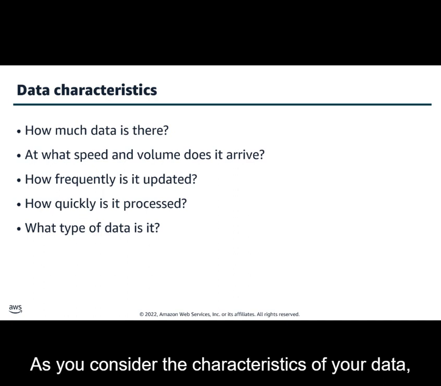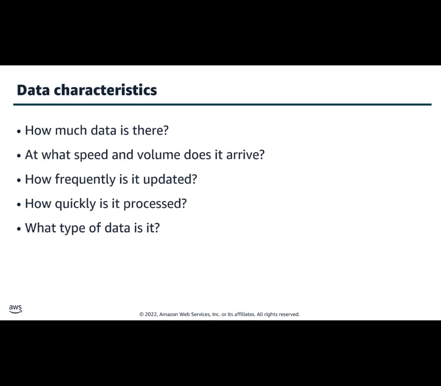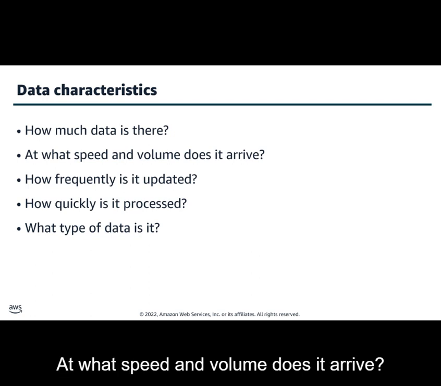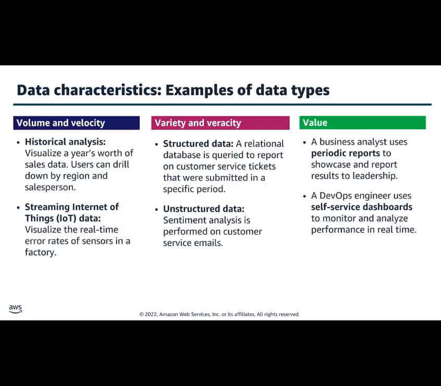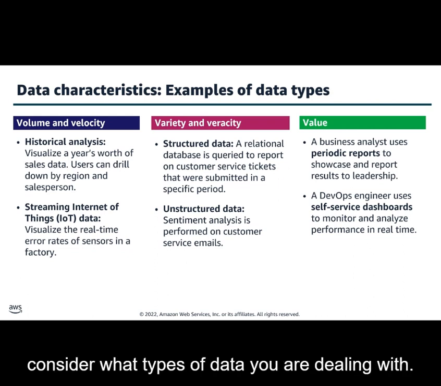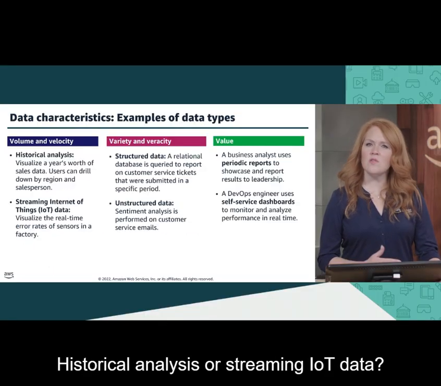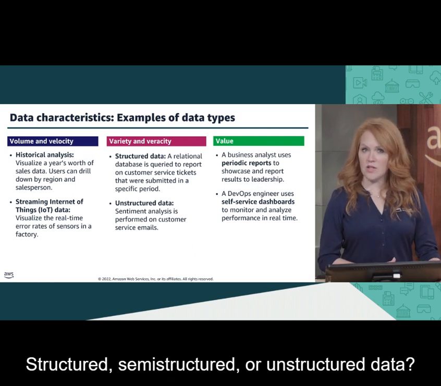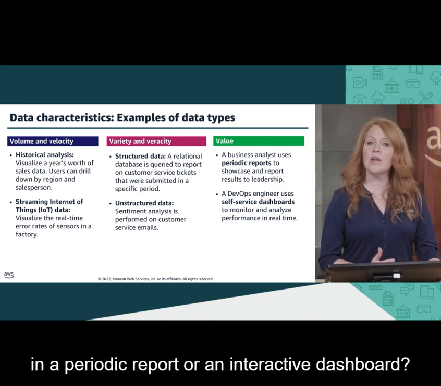As you consider the characteristics of your data, consider the volume, velocity, variety, veracity, and value of your data. How much data is there? At what speed and volume does it arrive? How frequently is it updated? How quickly is it processed? What type of data is it? Using the 5 V's as an overarching framework, consider what types of data you are dealing with: historical analysis or streaming IoT data, structured, semi-structured, or unstructured data. How will the data be visualized? In a periodic report or an interactive dashboard?